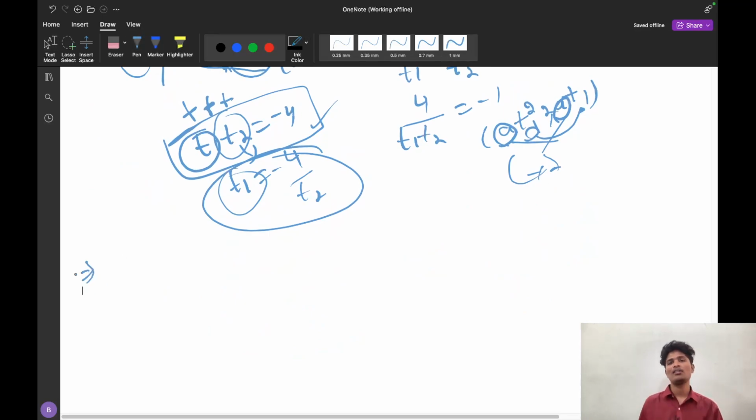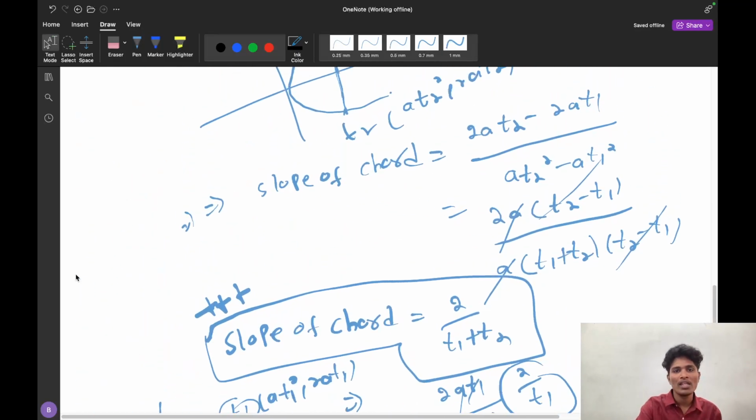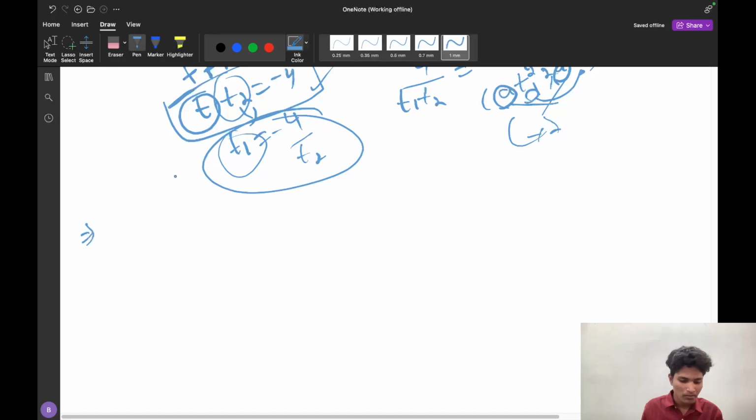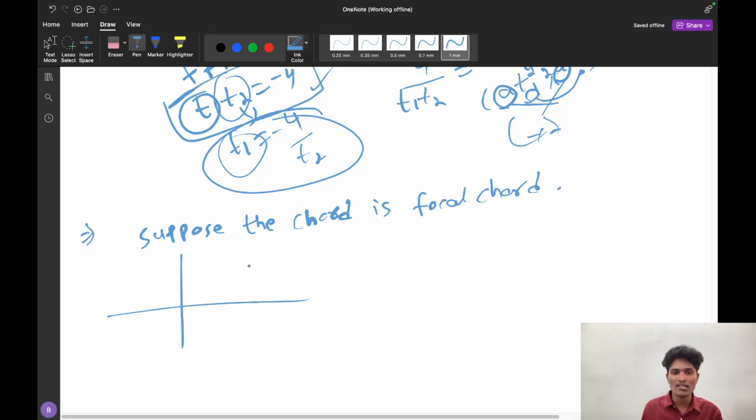I already discussed the slope of a simple chord. What if it is the focal chord? Suppose it is passing through the focus. Suppose the chord is a focal chord, then what is the relation?